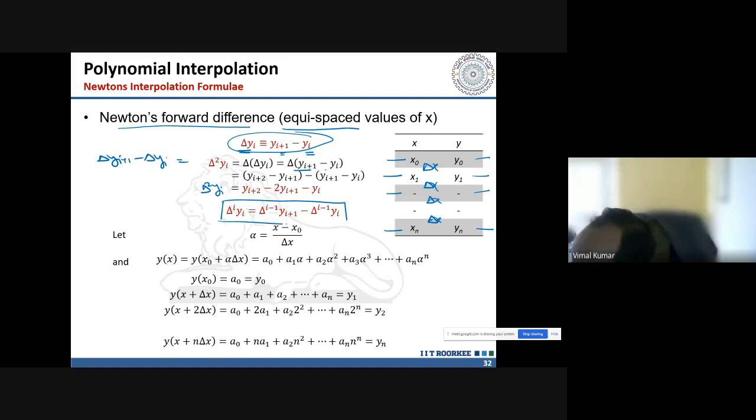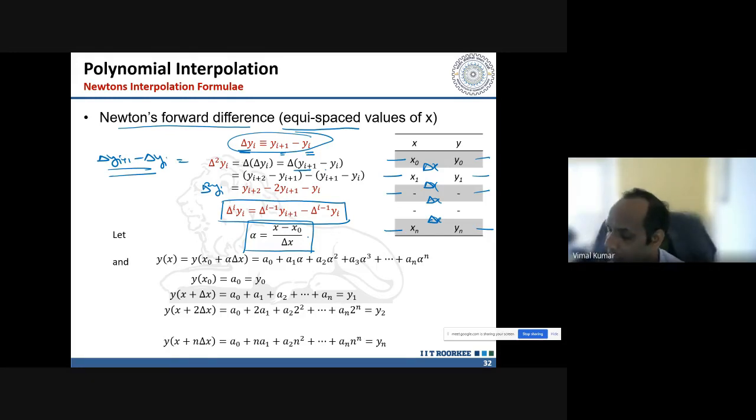We should not go into too much detail. The general expression is delta to the power i of y at a equal to delta to the power i minus 1 at a plus 1 minus delta to the power i minus 1 at a. That's the same thing we are doing here. Let me define a parameter alpha equal to x minus x0 divided by delta x. We should be careful here; I'll talk about why later, with another method.